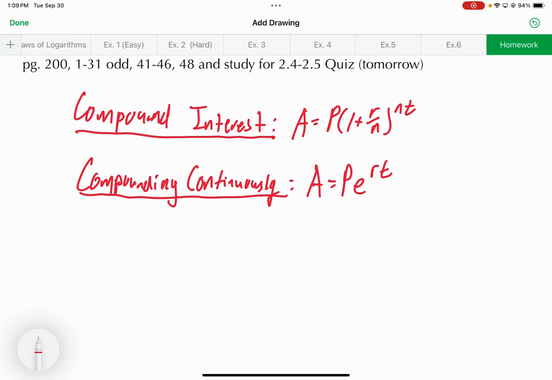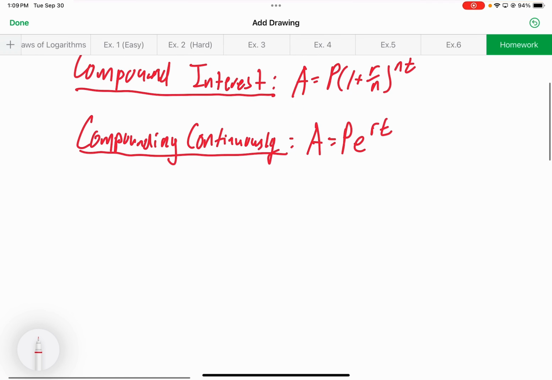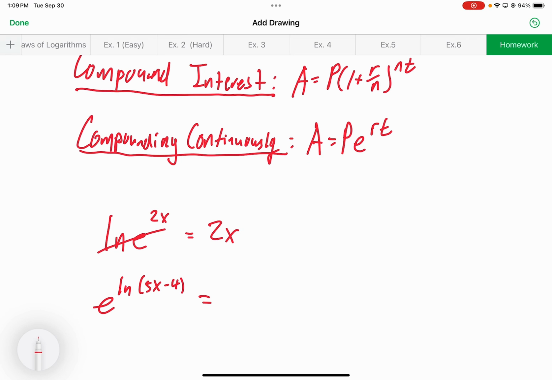Sure. What do you mean by a natural log problem? Like if I have natural log of e to the 2x and I wanted you to simplify that? Yeah, sure. What could we simplify that to? What is natural log of e to the 2x? 2x, right? Because we could use the inverse properties from before to cancel those things out, and we just end up with 2x. Or if I just have e to the natural log of 5x minus 4, what could I do there? Cancel them out like before, right? And I cancel those out, and I would have 5x minus 4.